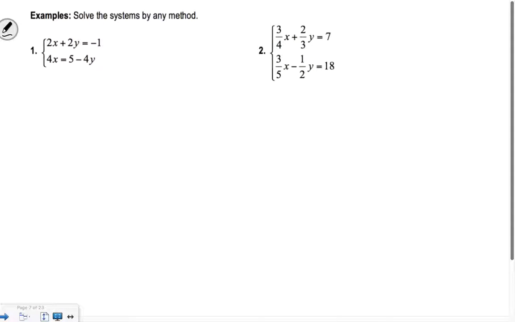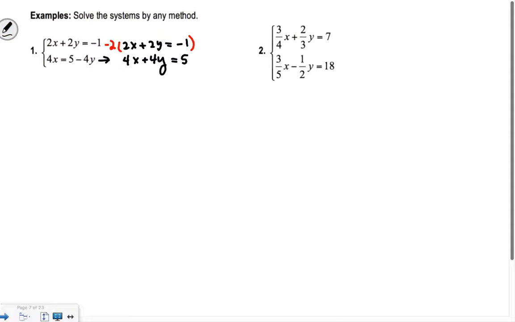So we could have some weird ones. These are kind of weird ones. They're not set up in the same way, like x plus y equals number, so you've got to move things around first. Let's say I move this one around and I get 4x plus 4y equals 5, so I added the 4y over. And then I have 2x plus 2y equals -1. If I want to get rid of the x's, I'm going to multiply through by a -2.